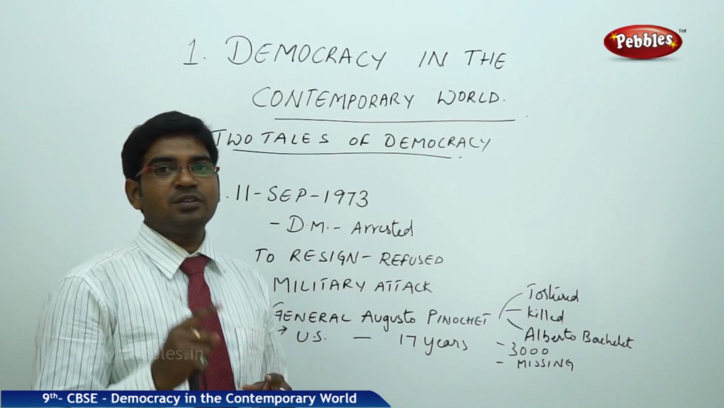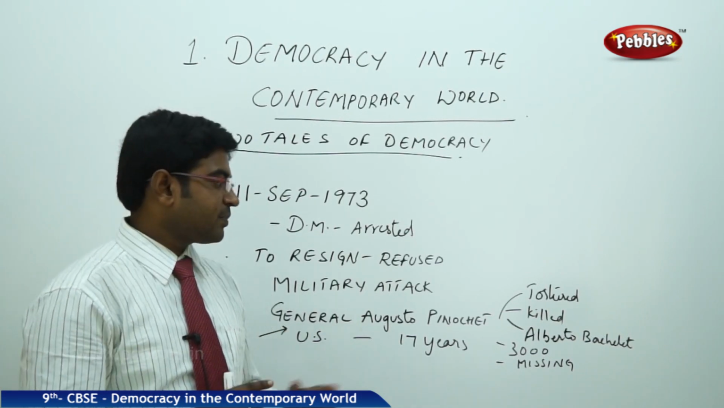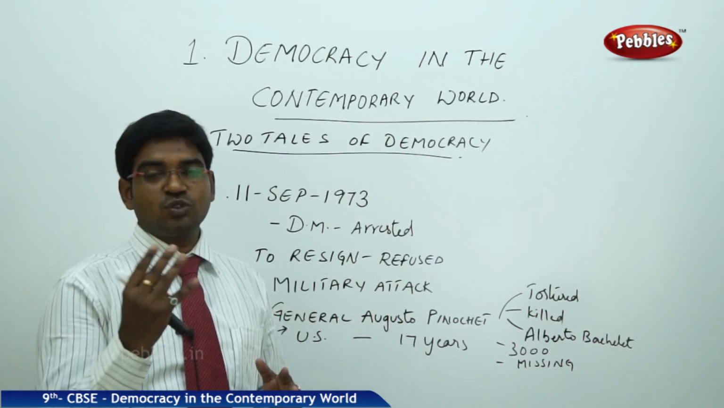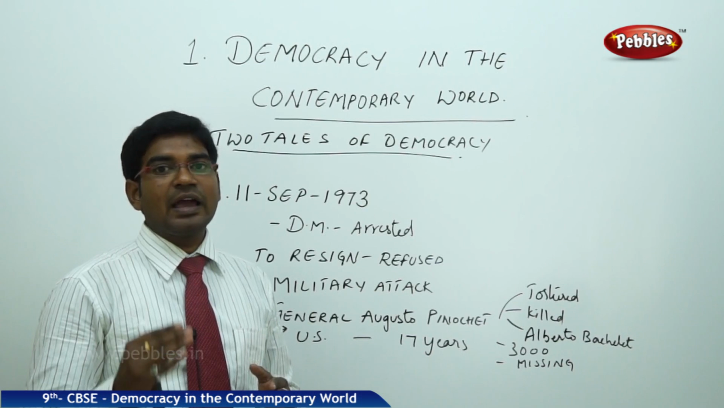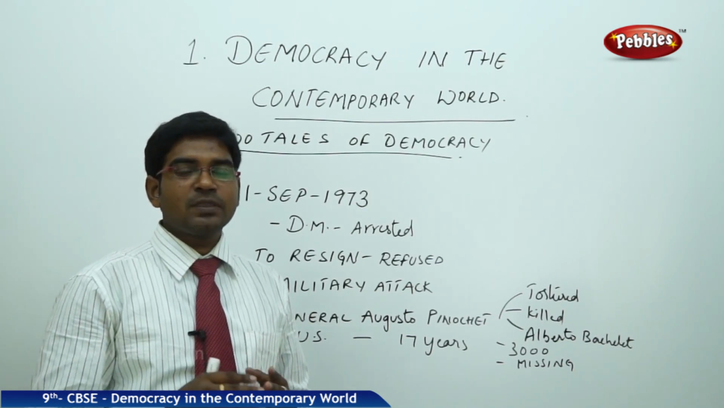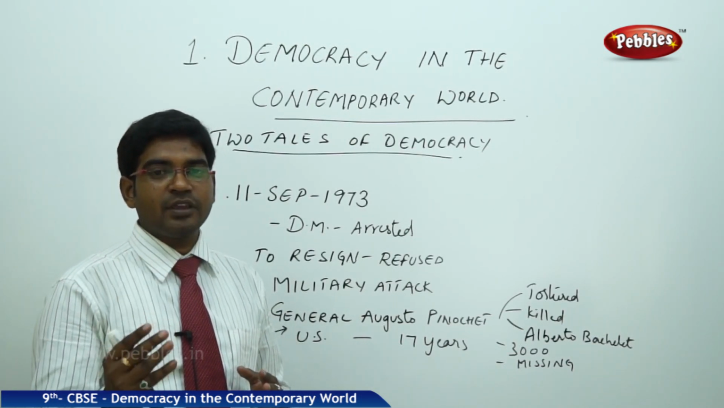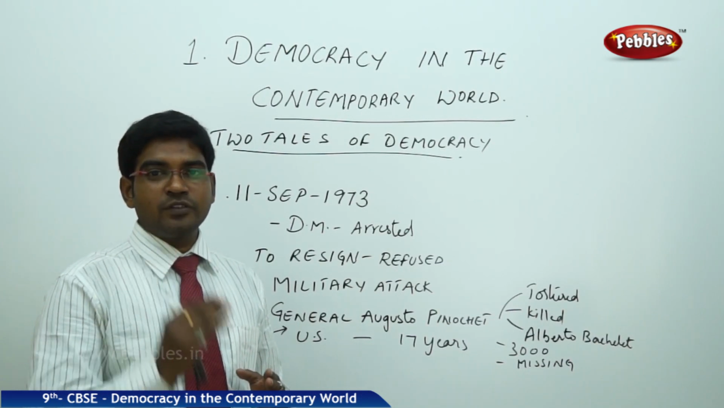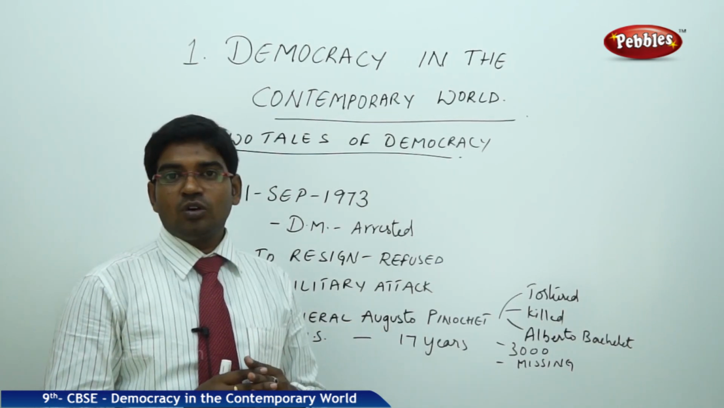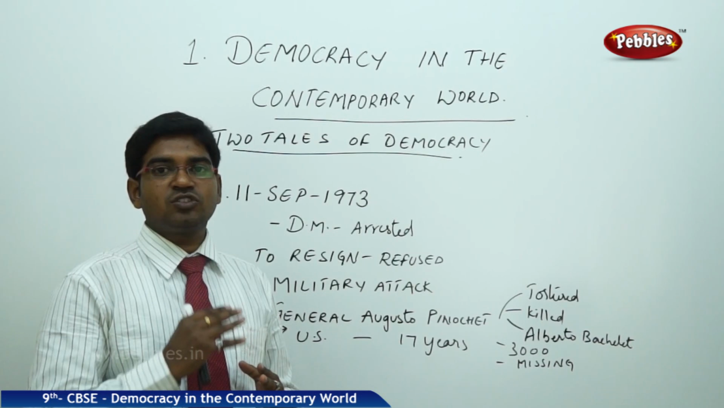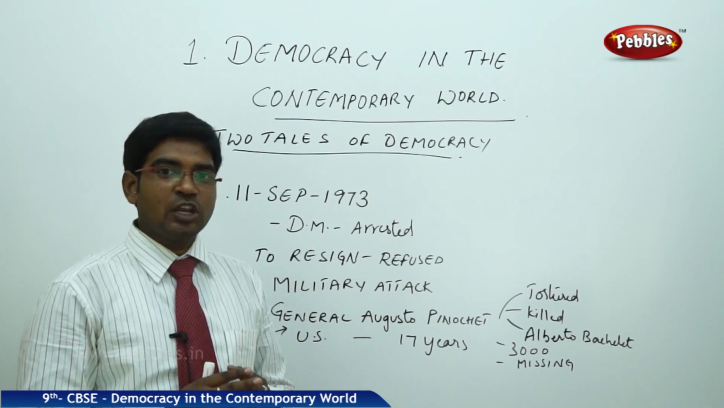So he pressurized the people, even the highest-ranking officials of the Air Force, for example, Alberto Bachelet. When he refused to join his group, his wife and his daughter were imprisoned and tortured. He used to torture people, he used to kill people. Nearly 3,000 people who did not support him, who wanted to restore democracy, were targeted and tortured. Finally, we don't know how many went missing, with no message about them. So this was the special rule of Augusto Pinochet.